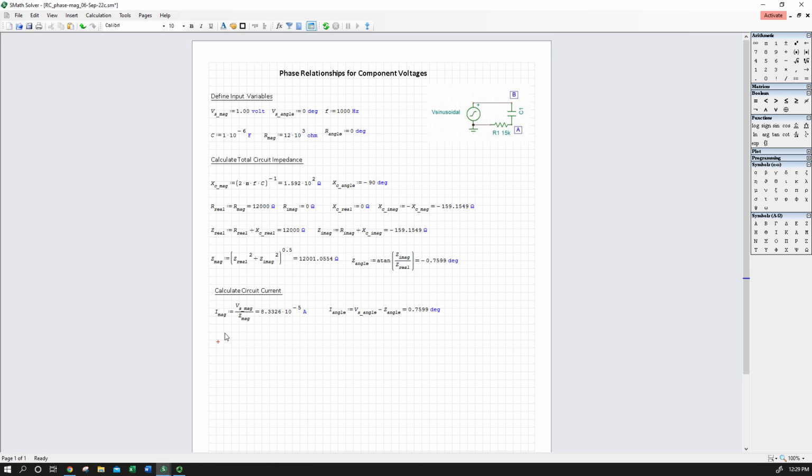So we're going to give ourselves another little heading. We're going to calculate the voltage drop. We're going to do the capacitor first. Voltage drop over capacitor.